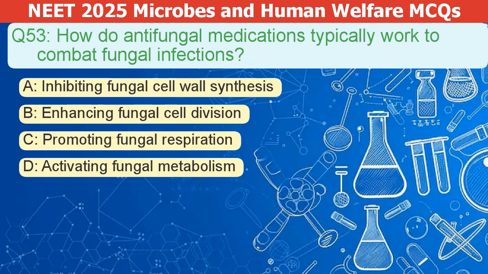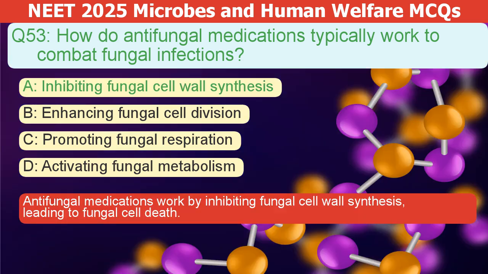How do antifungal medications typically work to combat fungal infections? A. Inhibiting fungal cell wall synthesis. B. Enhancing fungal cell division. C. Promoting fungal respiration. D. Activating fungal metabolism. The correct answer is A. Antifungal medications work by inhibiting fungal cell wall synthesis, leading to fungal cell death.